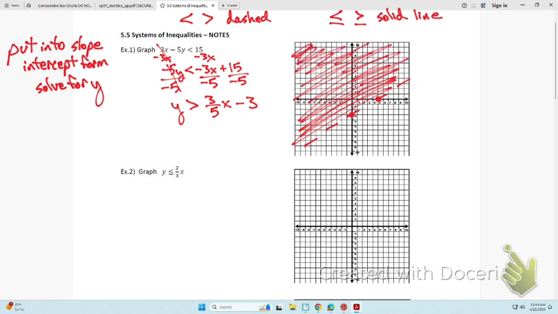All right. On number 2, see how it says y is less than? That means you shade below. On that one, we have a 0 y-intercept. So you make a dot at 0. And then we go up 2 over 3. It says or equals, so make a solid line. And it says less than, so you shade below.